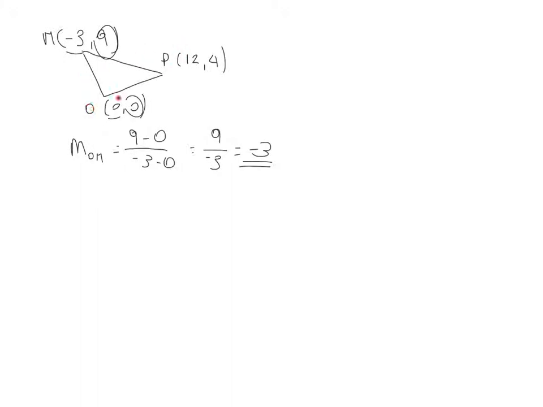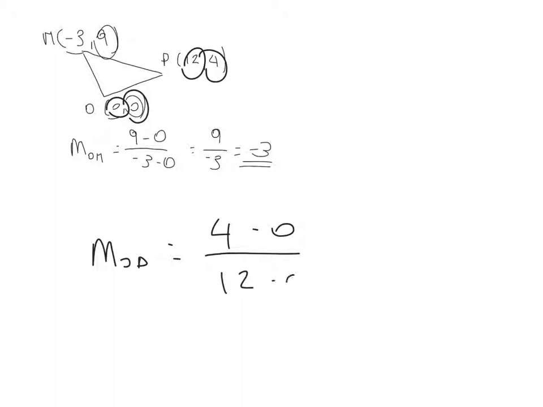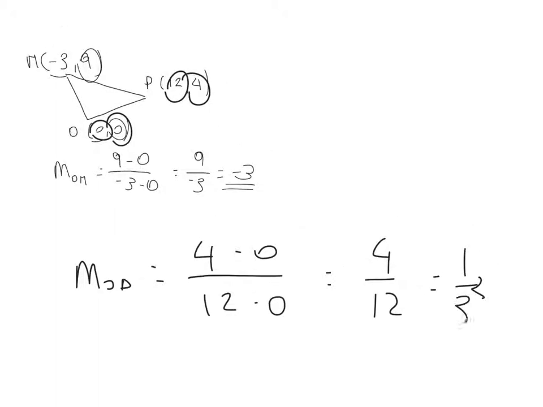Let's now investigate the gradient of OP. So that will be 4 minus 0 over 12 minus 0. That's 4 over 12, and that's equal to 1/3. So we can see then that that relationship holds up. So minus 3, we can think about that as minus 3 over 1, and 1/3. That relationship of flip the fraction and change its sign.